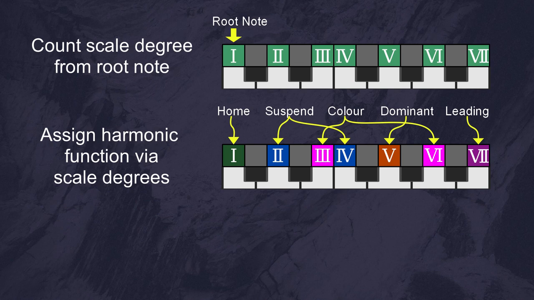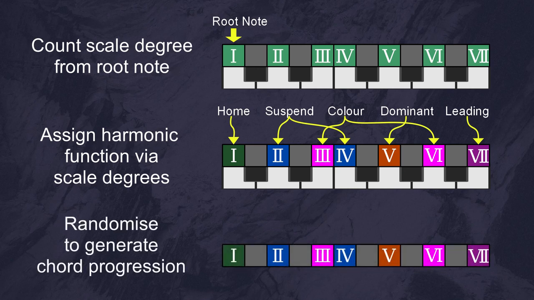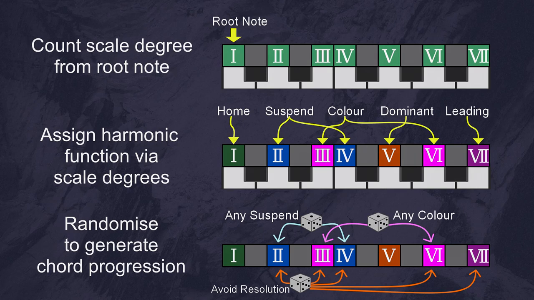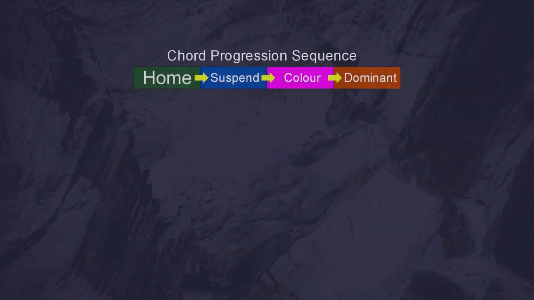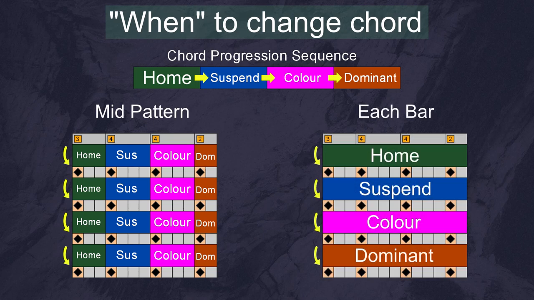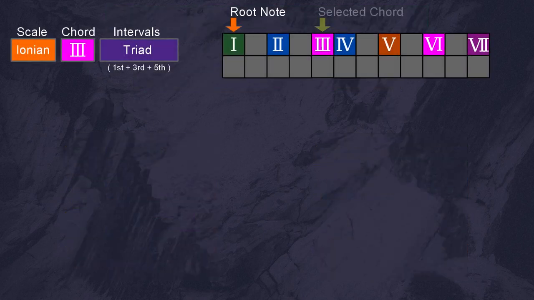This allows us to build a chord progression by describing it in vague terms of harmonic function rather than selecting each chord individually. For example, we might choose suspended or color chords, or we might decide to pick any chord that avoids resolution. Once we've generated our chord progression, we can move through it by advancing either mid-pattern or at the end of each bar. Knowing what chord we are in allows us to direct how we want the melody to sound, by further restricting the available notes within the scale.